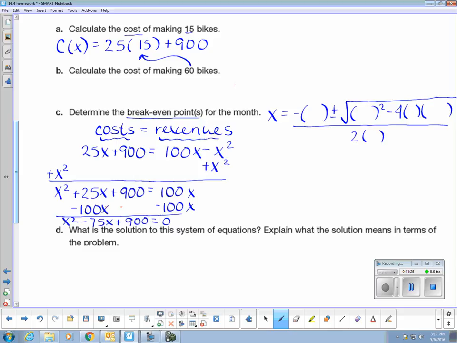All right, my value for B, negative 75. My value for A, 1. And my value for C is 900.